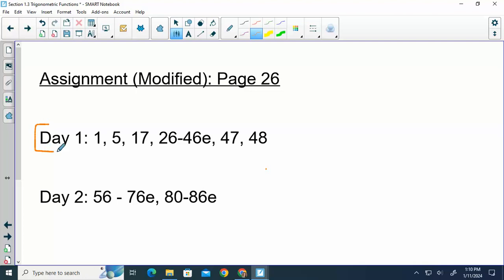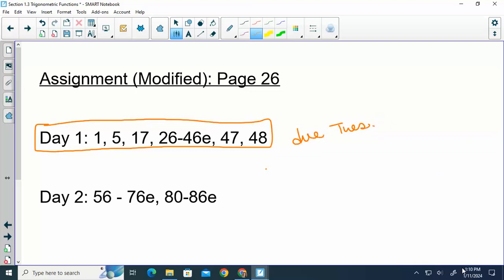Homework. So, I will add to this tomorrow, and then it would all be due on Tuesday. So tomorrow we will finish and add to the assignment. So get started. If you get all this done, great. If not, you will have a little more time tomorrow to work.